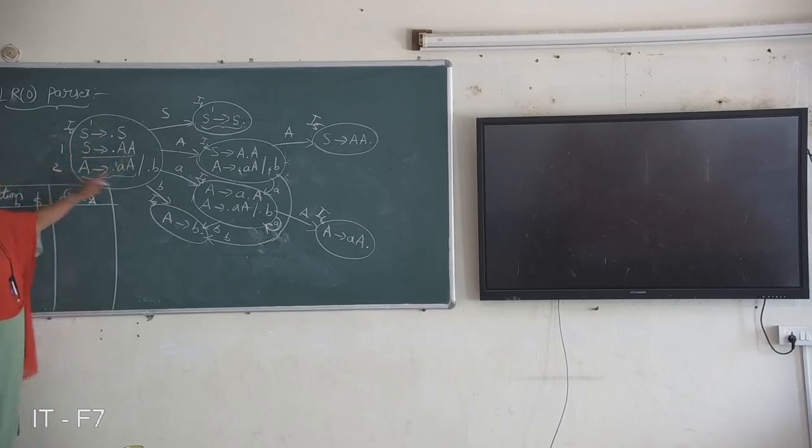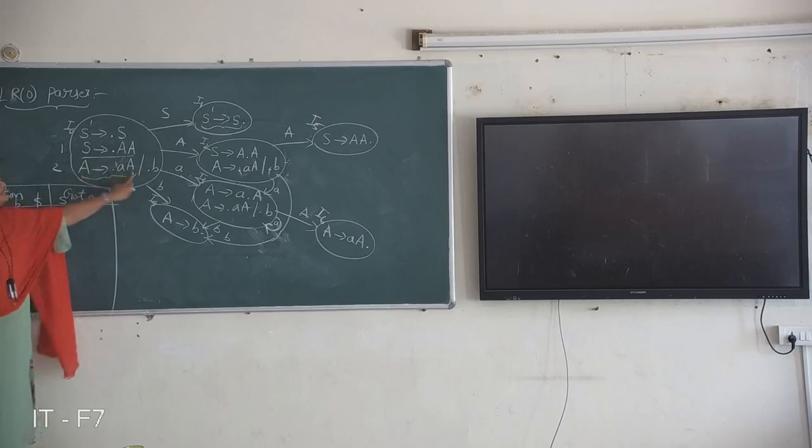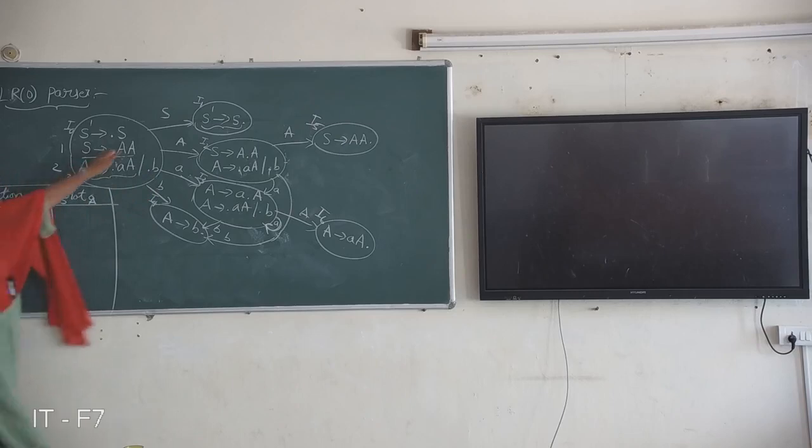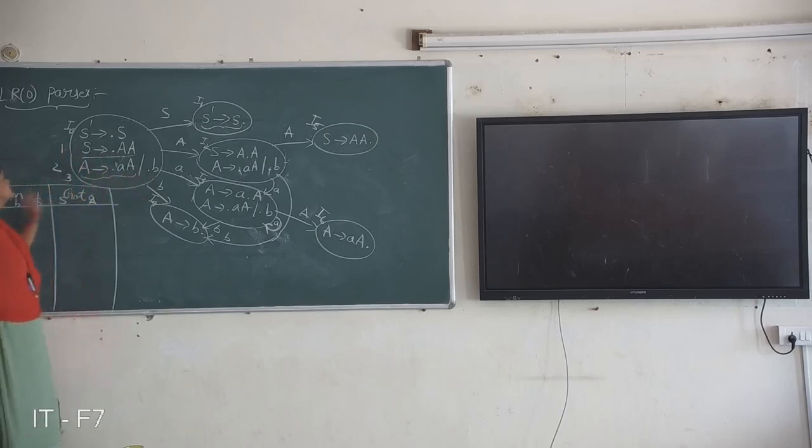Second production: A derives aA is the second production. A derives b is the third production. We are giving the numbering, and for productions 2 and 3 we are reducing. You can reduce by this one or by this one. So this is the first production, this is the second production, and A derives b is the third production. Three productions.